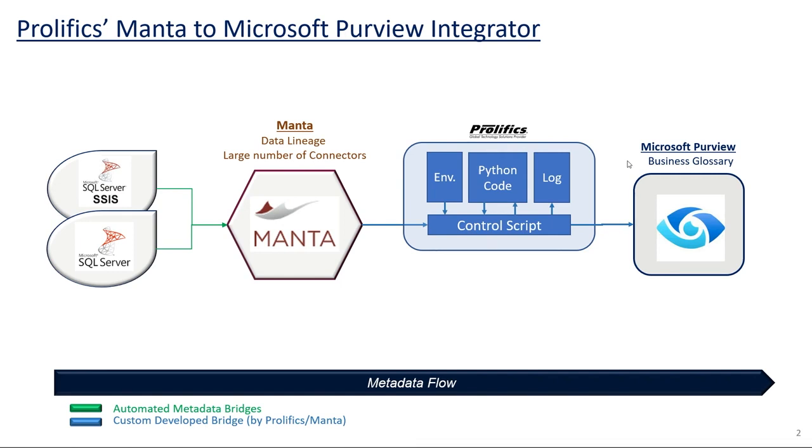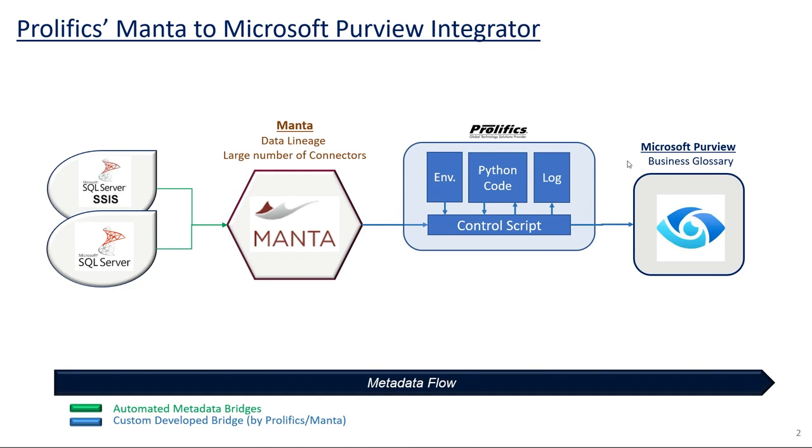Manta extracts metadata from sources on the left. We use an on-prem SQL Server database and on-prem SSIS packages as requested by Microsoft for this initial demo. We will expand to use other sources in a later demo. Manta analyzes metadata, builds lineage relationships, and exports that information to flat files. The Prolifics integrator reorganizes Manta's metadata and presents it to Purview to load.